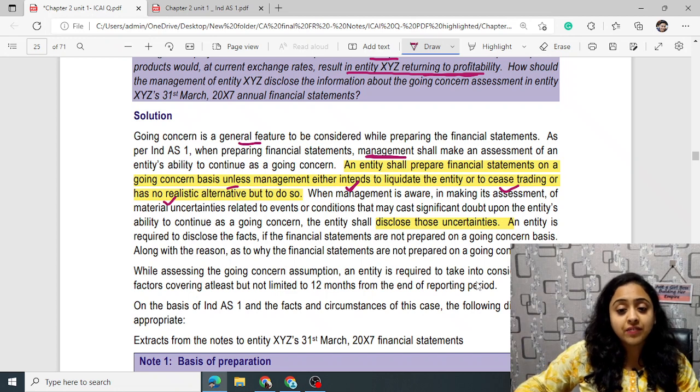When management is aware, in making its assessment, of material uncertainties relating to events or conditions that may cast significant doubt upon the entity's ability to continue as a going concern, the entity shall disclose those uncertainties.